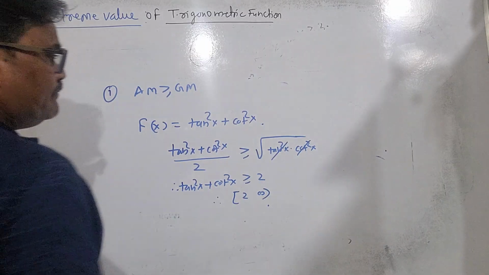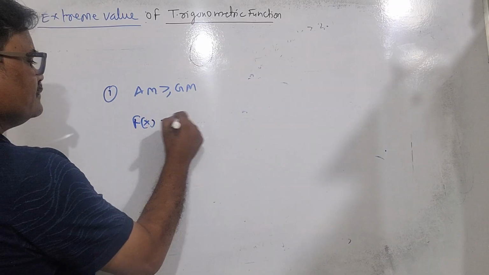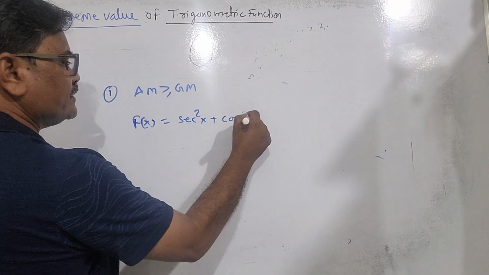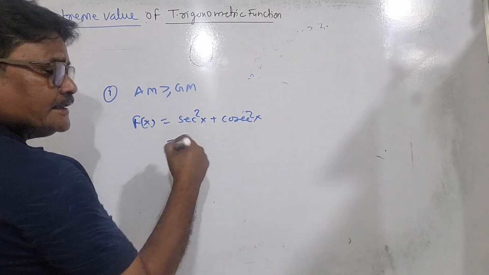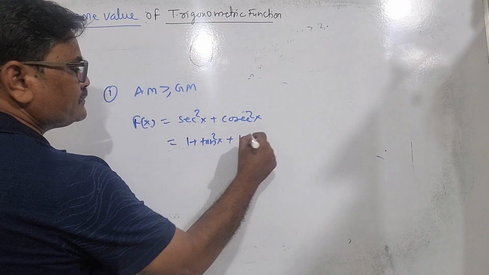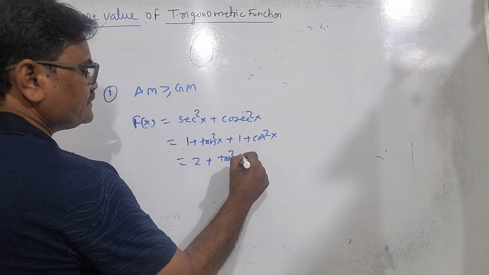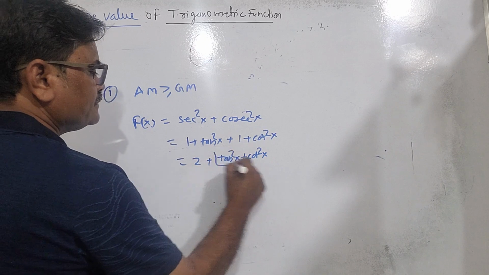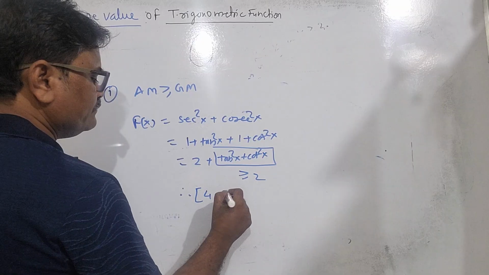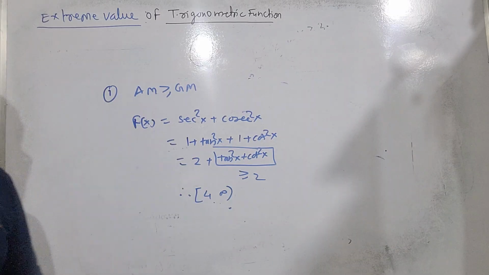Okay, and suppose the function is like that, f(x) equal to sec square x plus cosec square x. So here also we can apply AM greater than GM. This can be 1 plus tan square x plus 1 plus cot square x. So this is 2 plus tan square of x plus cot square of x. This is always greater than equal to 2. So therefore range is 4 to infinity. Got it? Range of this f(x) is 4 to infinity.